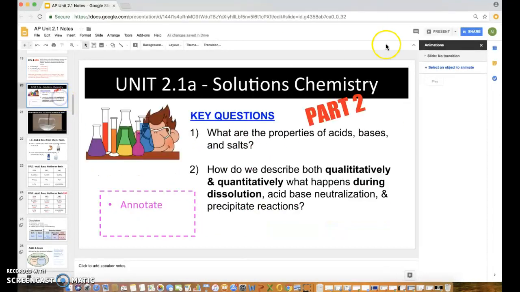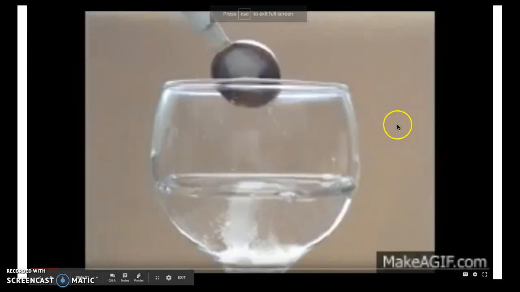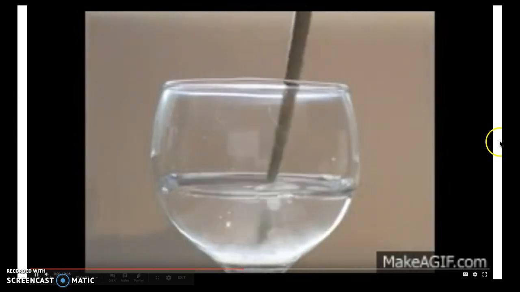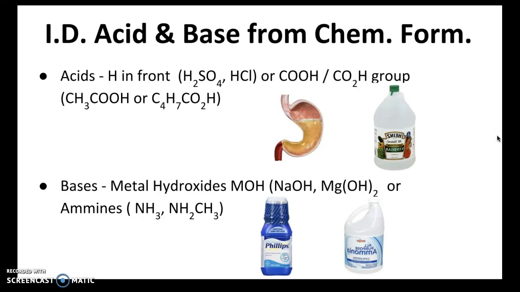All right, so with that being said, let's dive right into part 2. In the last part, we looked at what happens when you dissolve salts in water. Now we're going to look at what happens when you dissolve acids and bases in water. To understand that, we need to know what acids and bases are, and we also need to be able to identify them.